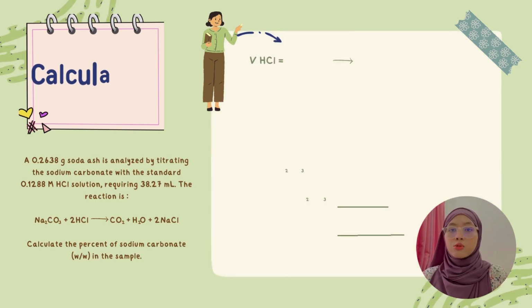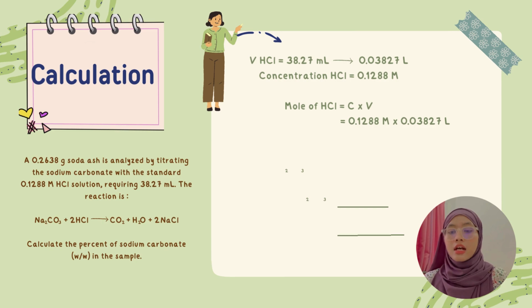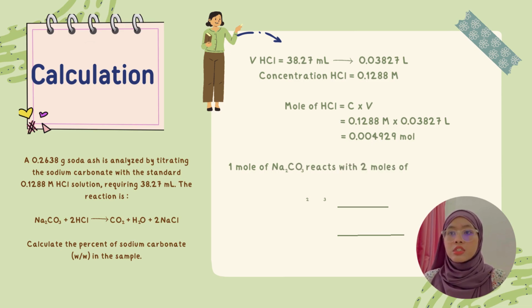Let's go through to the calculation. A 0.2638 gram soda ash is analyzed by titrating the sodium carbonate with a standard 0.1288 M HCl solution requiring 38.27 ml. The reaction is Na2CO3 plus 2HCl produce CO2 plus H2O plus 2NaCl. Calculate the percent of sodium carbonate weight over weight in the sample. For the volume HCl, we need to change it from 38.27 ml to 0.03827 liter. The concentration HCl given is 0.1288 M.